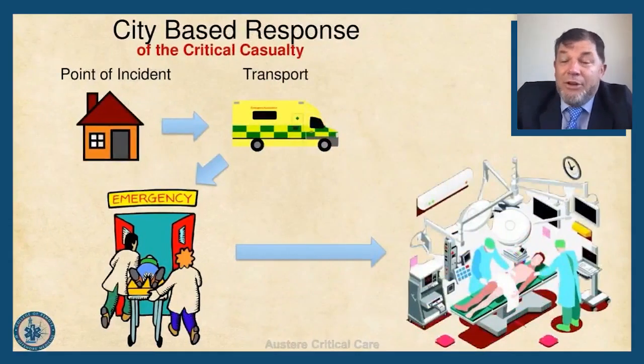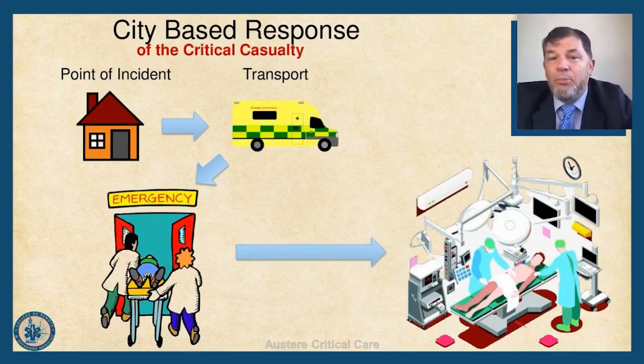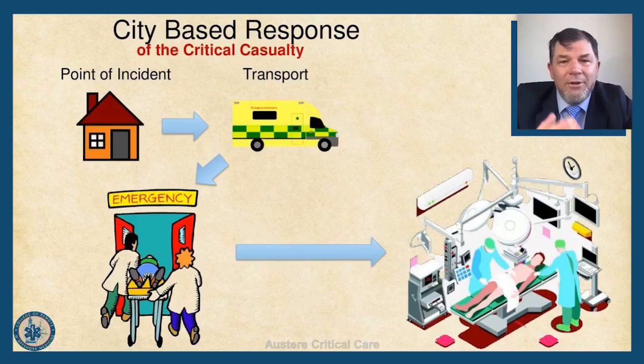All right, let's talk about the difference between a city-based response and a response in an austere environment. So we have a critical casualty, and the point of incident, or where this person started to get sick, is a house. So what happens is they call 999 or 112, and we come in an ambulance. Many years of doing this and showing up at the house. Oh, there's a critical casualty. Put them in the back of my ambulance and drive very fast and drop them off in the emergency room. And then we're done, right?